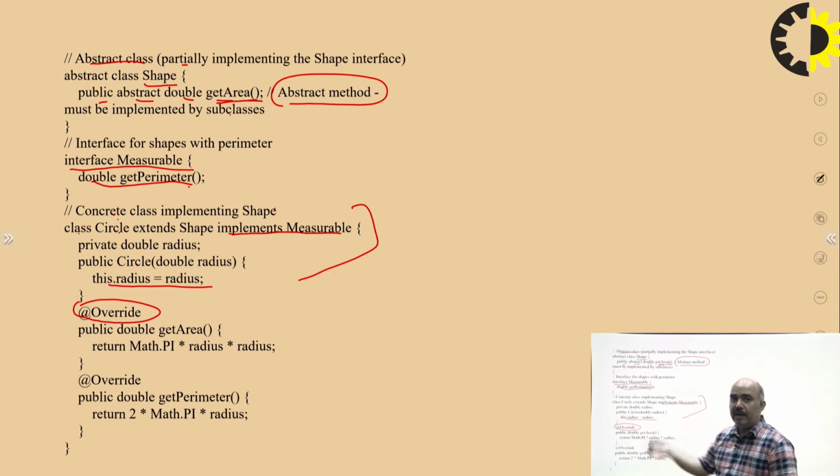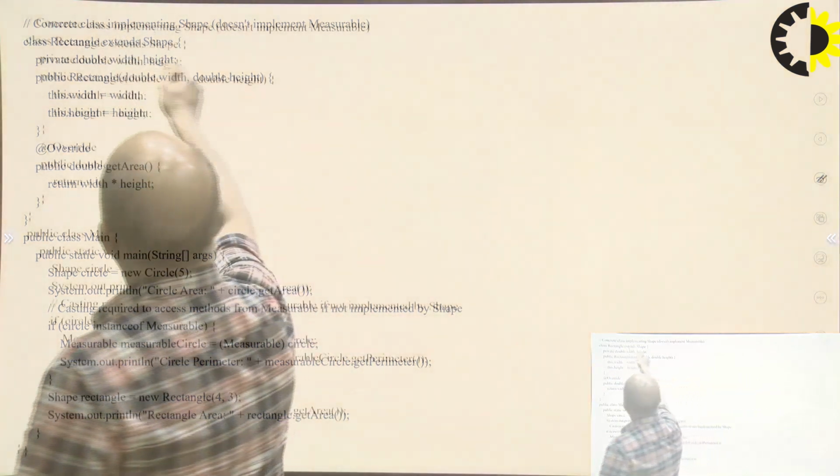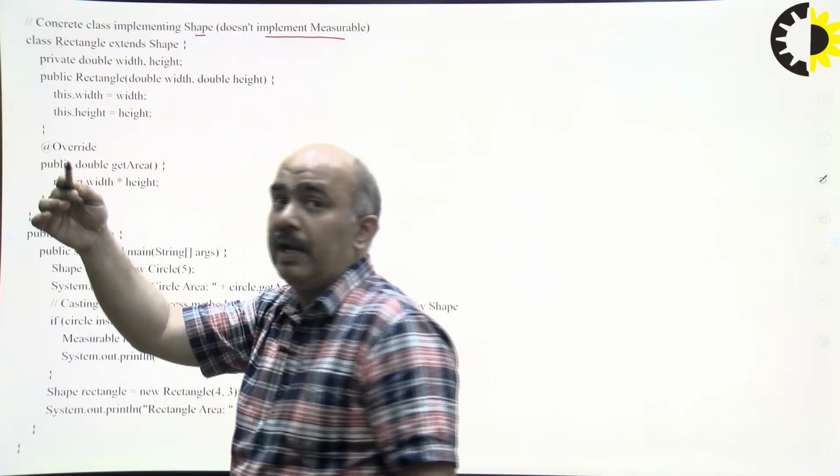Now we have to calculate the parameters for the circle, because this is a part of the circle. So again we override the getParameters here. We inherit the properties, we call the method getParameters, then we return the parameter values in this case. Another is here, we also use a concrete class implementing Shape, which does not implement Measurable, because we are not calculating the parameter here.